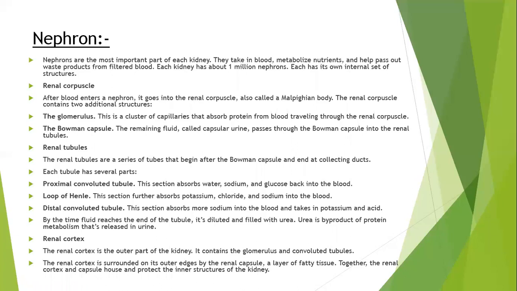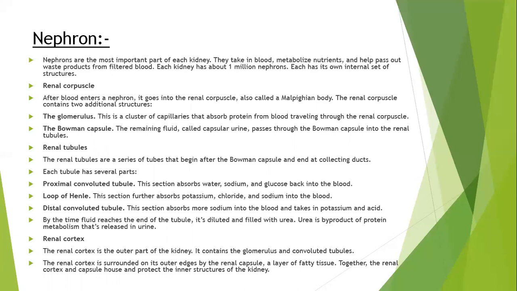Renal corpuscle: after blood enters a nephron, it goes into the renal corpuscle, also called the Malpighian body. The renal corpuscle contains two additional structures. The glomerulus is the cluster of capillaries that filters blood traveling through the renal corpuscle. In Bowman's capsule, the remaining fluid, called the capsular urine, passes through the Bowman's capsule into the renal tubule.